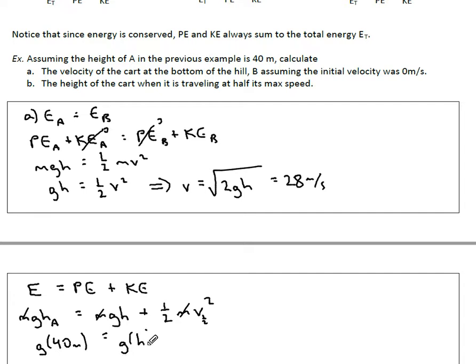Solving for the height when our velocity is half our max, which is 14 meters per second. Plugged all in, we end up with h is equal to 10.5 meters. So because it's a v squared relationship, it's not just going to be half speed is half height. We have to take into account that square. So we get 10.5 meters as our height.